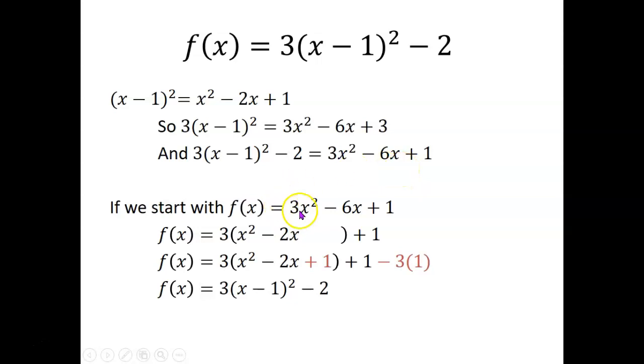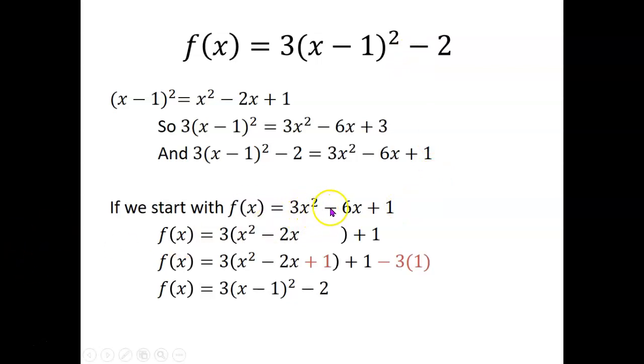Now what if we started with 3x squared minus 6x plus 1? What if we started with the function in that ax squared plus bx plus c format? How could we go from that to this? Well, it would involve completing the square.